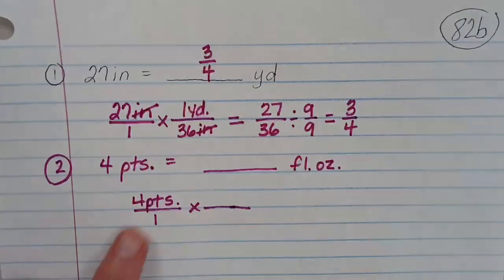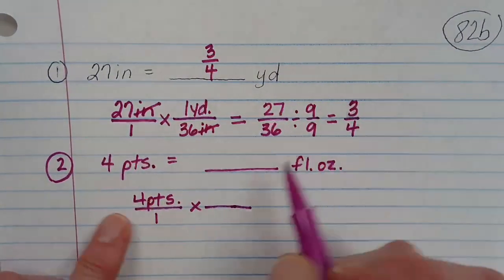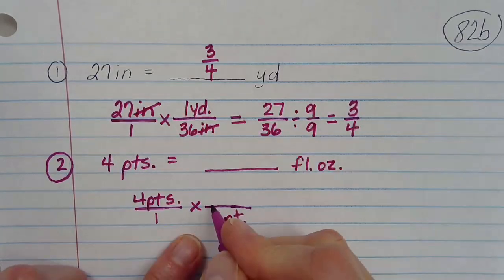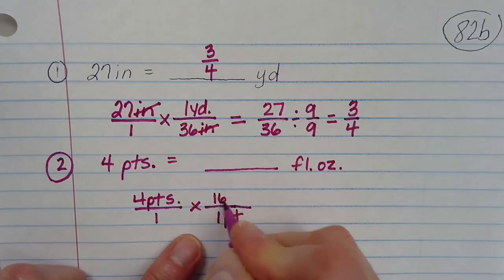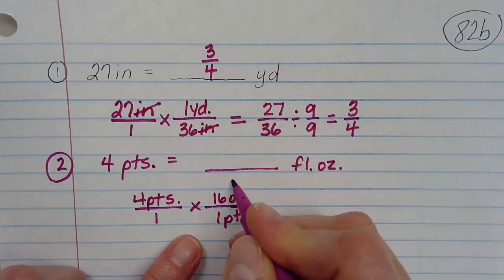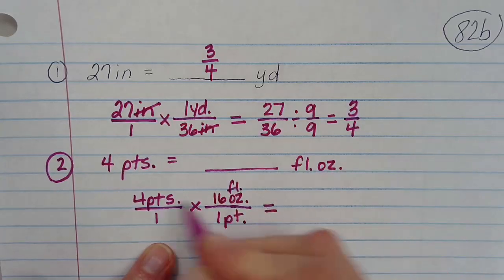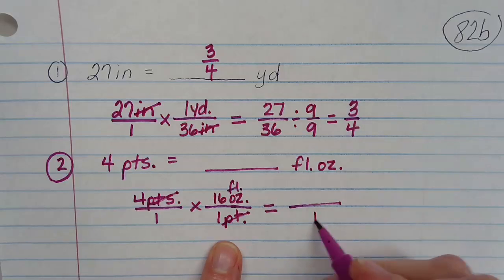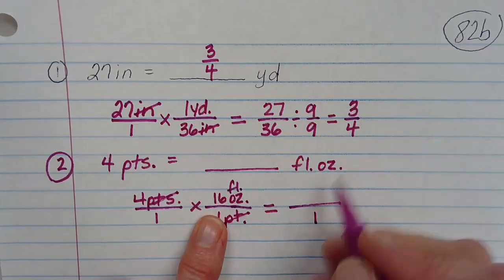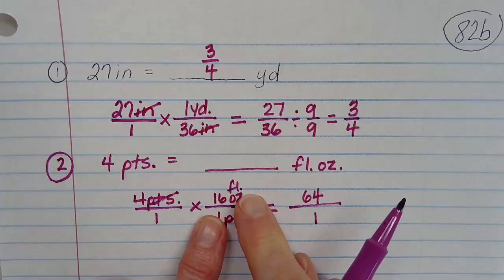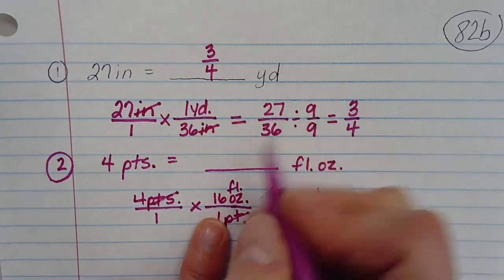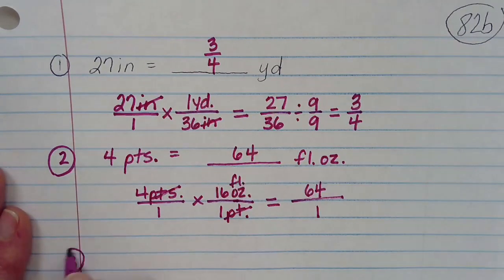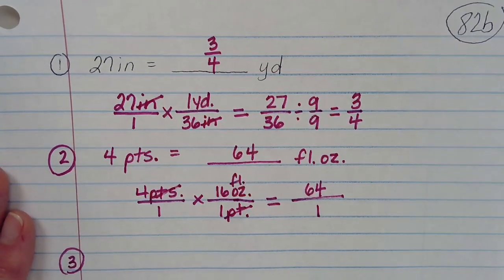So I'm going to come back, and because I want to cancel out that pint, I'm going to put the 1 pint on the bottom. Okay, that and that's going to cancel. What I'm going to put on top is what it's equivalent to, the 16 fluid ounces. Notice that pints and pints cancel. I multiply. 1 times 1 is 1. 4 times 16 is going to be 64. The fluid ounces is what I need and what I have, so the answer is going to be 64 fluid ounces. Number 3.